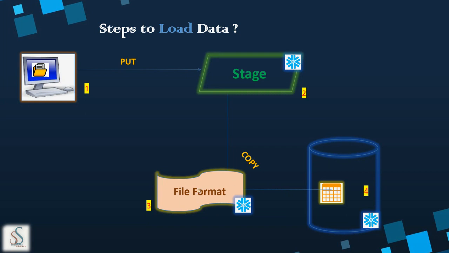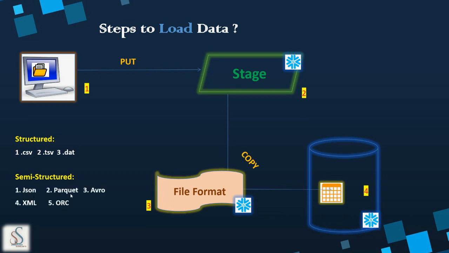Okay, whether the values are optionally enclosed by quotes, all this information we have to explain to Snowflake via a file format. Then what is a file format here? It's an object which can explain whether we are trying to load structured data or semi-structured data. What is structured data? CSV files, TSV files, or DAT files come under the structured files. And JSON, Parquet, Avro, XML, ORC come under the semi-structured.